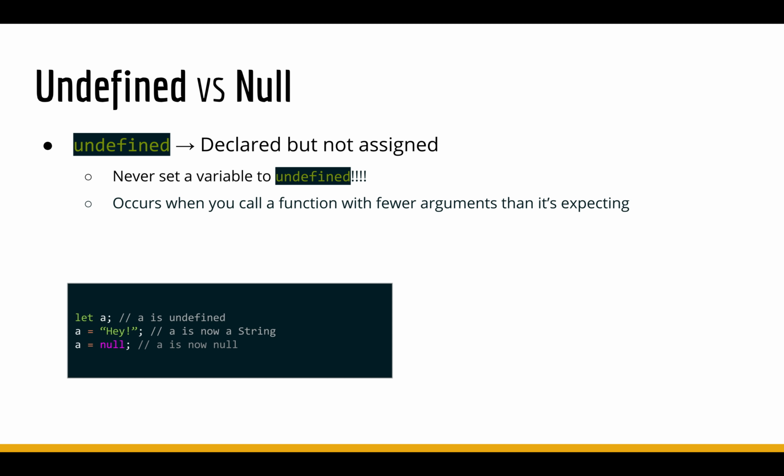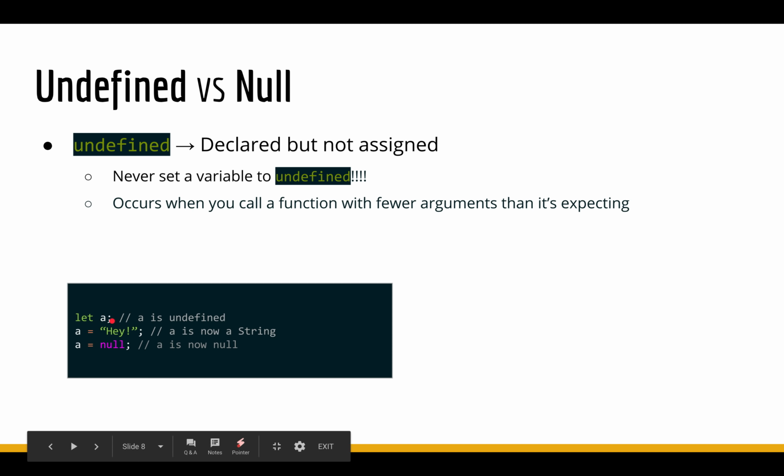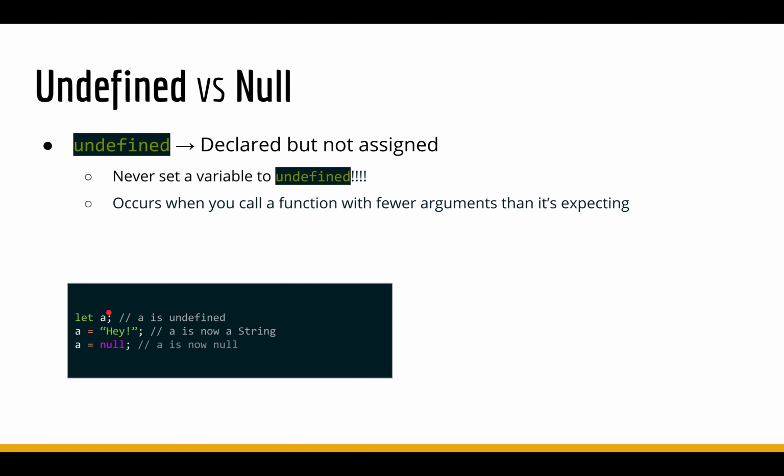All right. Undefined versus null. So undefined is what the default value of any variable is. If you don't assign a value to a variable, it's going to be undefined. So you see here we have let a. So a right now is undefined because we haven't explicitly told JavaScript what a is going to be. Now we give it the value null.